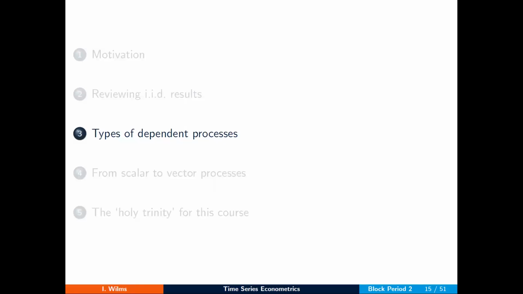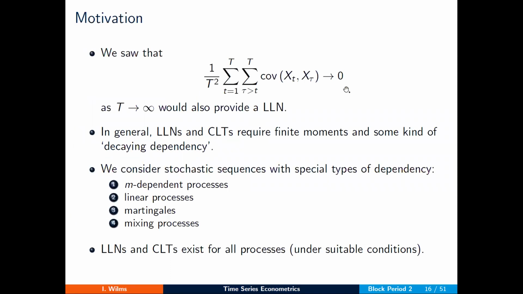Next on our agenda is an overview of different types of dependent processes. Now, why are we interested in these dependent processes? Well, we saw that these cross terms over here in the last video would need to vanish asymptotically in order for our weak law of large numbers to go through. This limits, of course, the dependency that is allowed in our sequence. In general, the law of large numbers and central limit theorem require finite moments and indeed some form of decaying dependency.